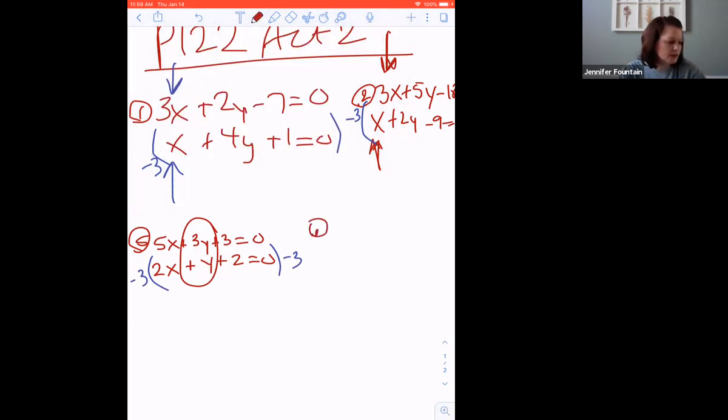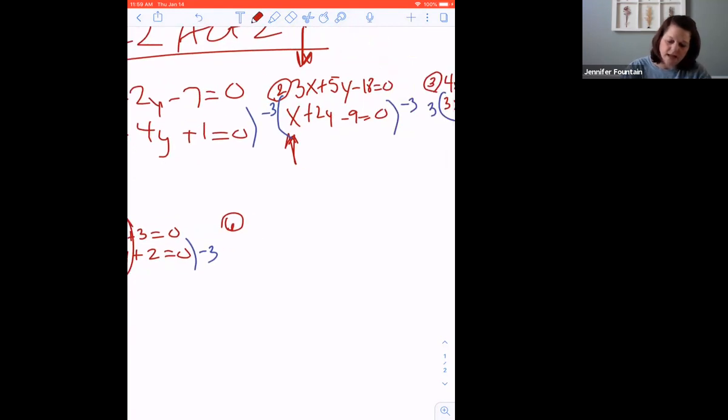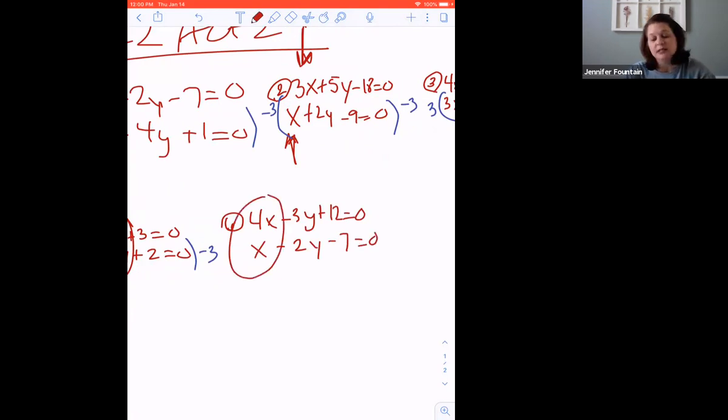Number 6, I have 4x minus 3y plus 12 equals 0, and x minus 2y minus 7 equals 0. Now I can focus in on these first 4x and x. I want to make the opposite of 4x, so I'm going to multiply everything by a negative 4.